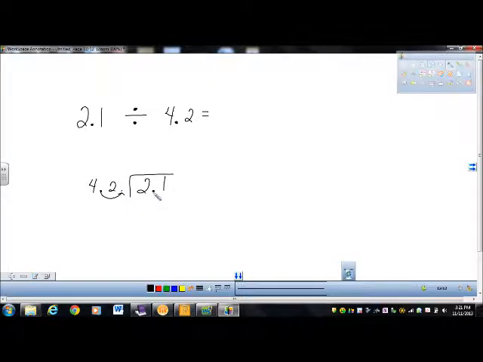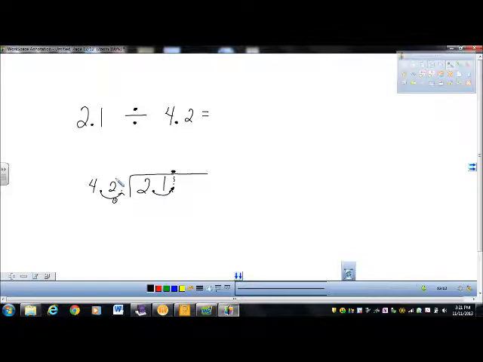But what I do on the outside, I have to do on the inside. So I moved him 1 space here. That means I need to move this guy 1 space here. And like in adding and subtracting, we keep our place with the decimal, so we're just going to bring him up. And he's going to go right there. Okay?